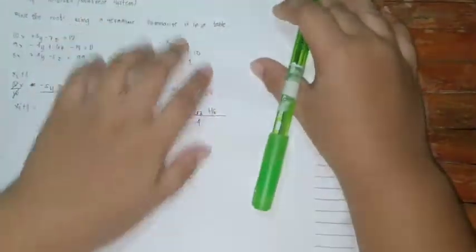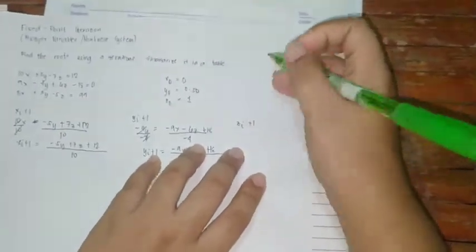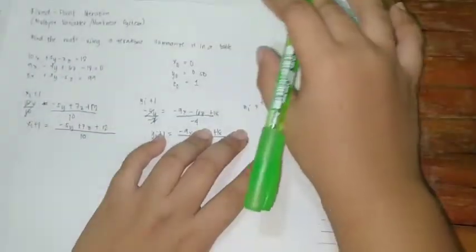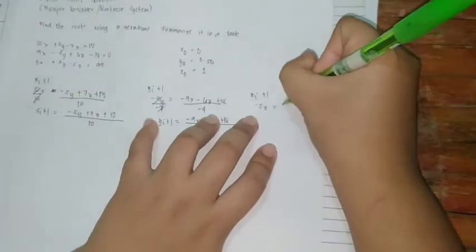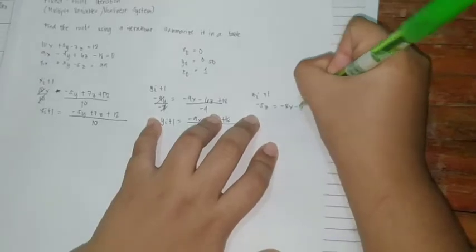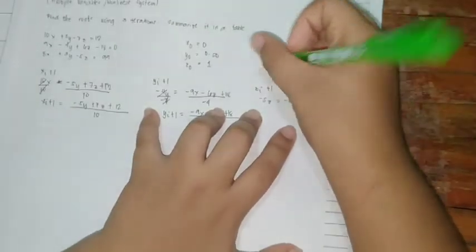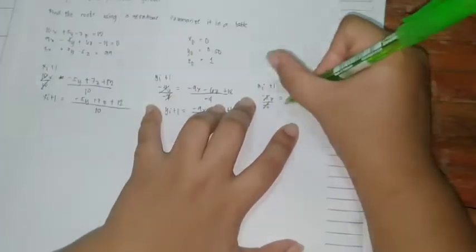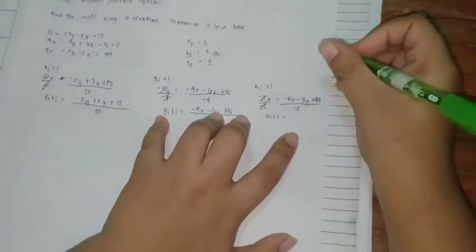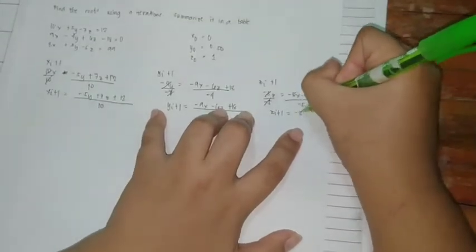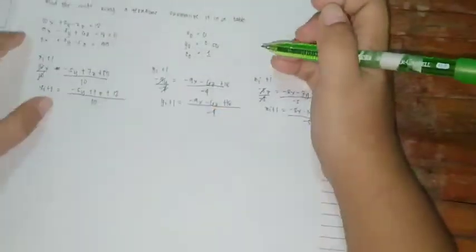Now on the last equation, we're going to use z sub i plus 1. So again, we're going to separate all the non-z variables to the left side. So we have negative 5z is equal to negative 8x minus 3y plus 99. And then divide both sides by negative 5. So we have z sub i plus 1 is equal to negative 8x minus 3y plus 99 over negative 5.